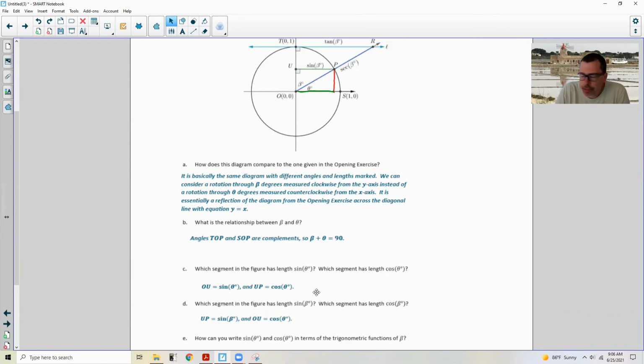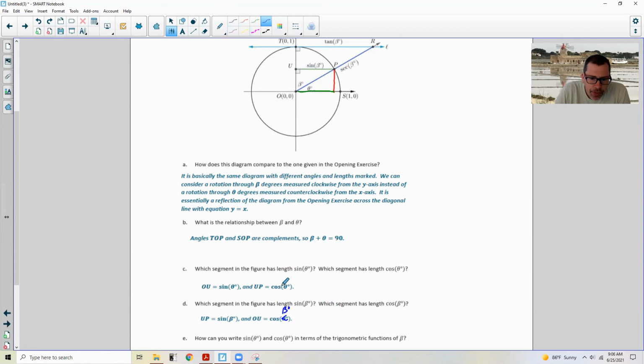And there's a misprint, by the way. That's why I was pausing right there. I'm like, what is this? This is not quite what I was supposed to be saying. Which segment has a length of cosine beta? Well, OU is the cosine of beta. Okay, there's a misprint there.